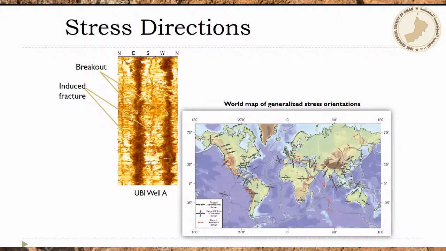But with other sources, we can use the image on the well. We get some kind of features, and these features give us the directions of the minimum and the maximum. As I said, these stresses are orthogonal, perpendicular to each other. If we get one, we can get the second one. It's just simple math.